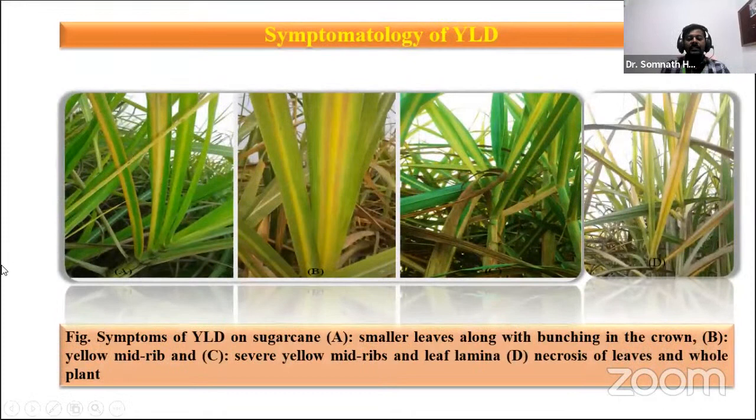So these are the symptoms of the yellow leaf disease of sugarcane: smaller leaves, prominent yellowing of the midribs, followed by yellowing of the leaf lamina, and necrosis of the leaves starting from the tip and moving downwards, and ultimately the leaves become dry and the entire plants become dry.